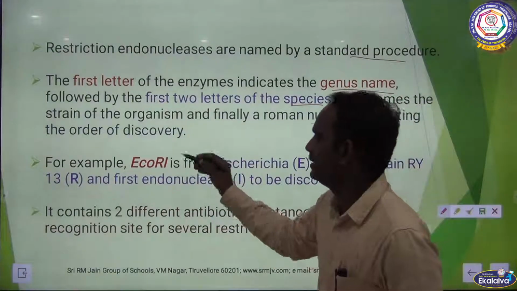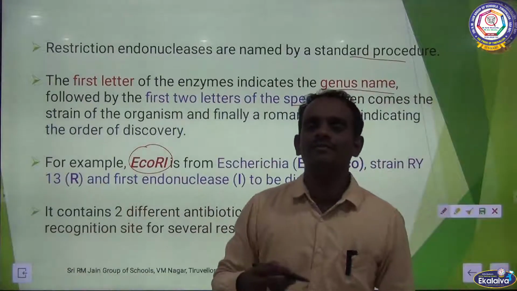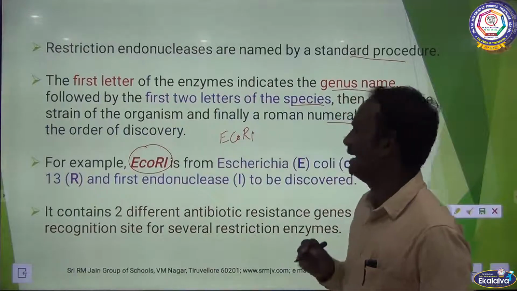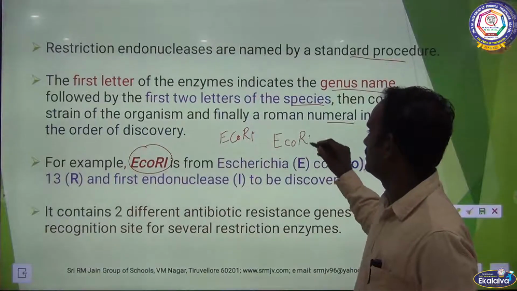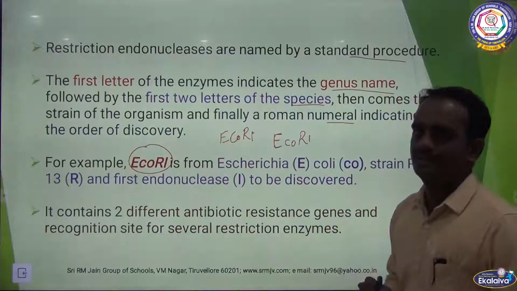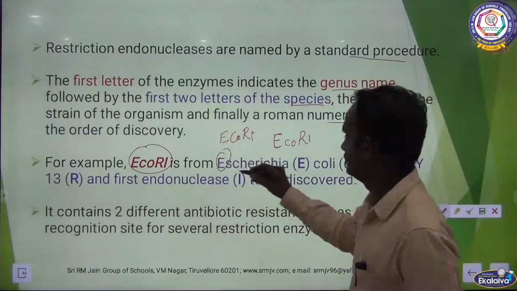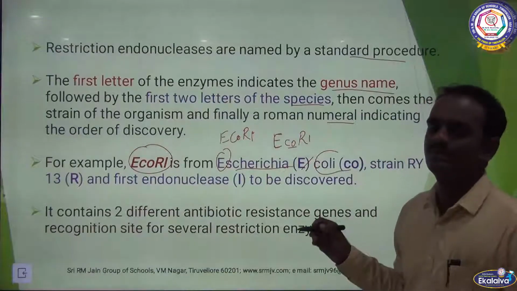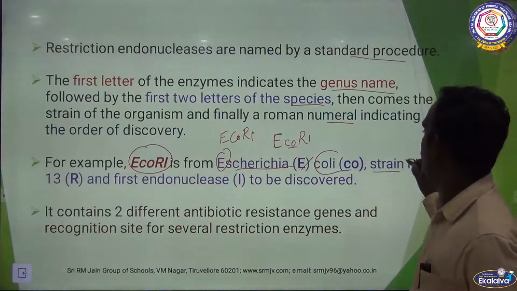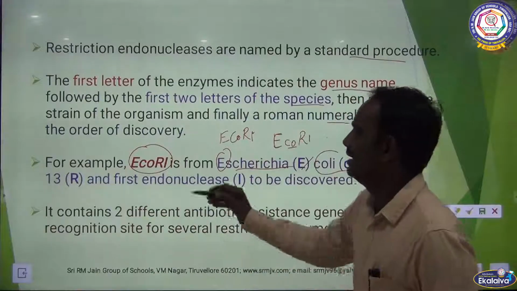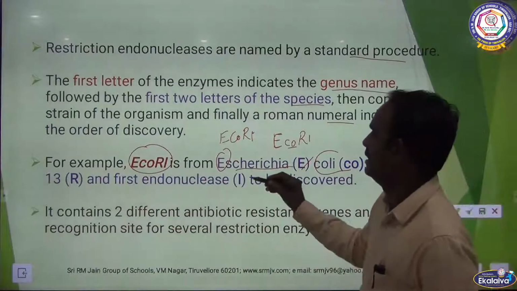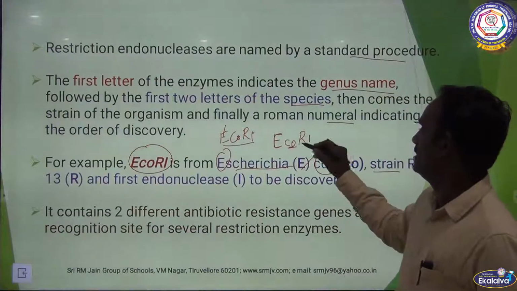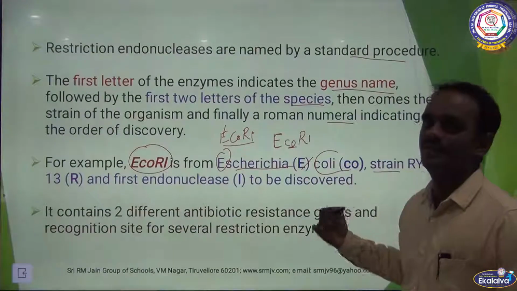For example, I am taking here EcoRI. EcoRI is the name of a restriction endonuclease enzyme. Is it clear, children? Yes. How is it pronounced? EcoRI, right? Here E represents the genus Escherichia, and then co comes from coli, the species name. After that comes the strain, R. Here R is the strain, and it was the first endonuclease to be discovered, so they put the number 1. So in EcoRI, E is the genus name, co is the species name, R is the strain, and 1 is the order of discovery. Can you get my point?